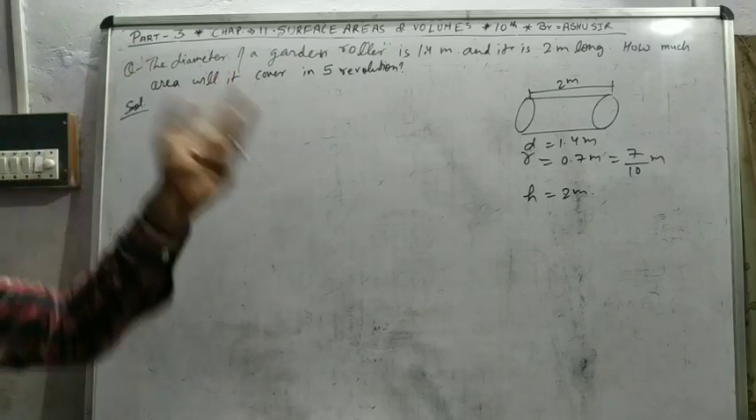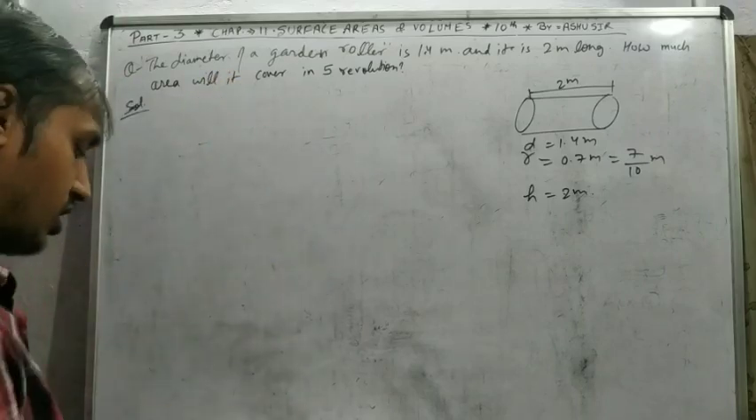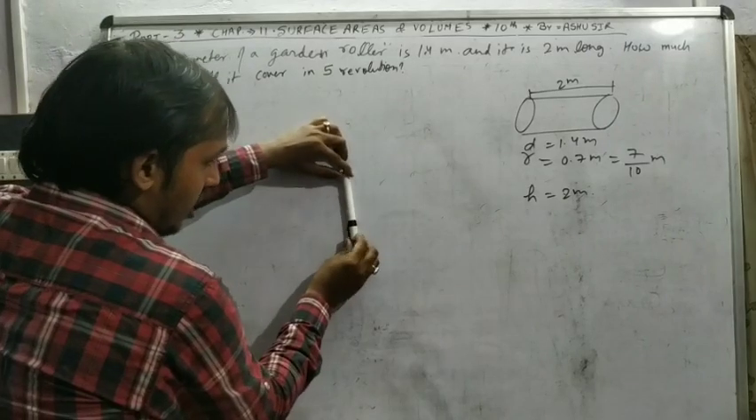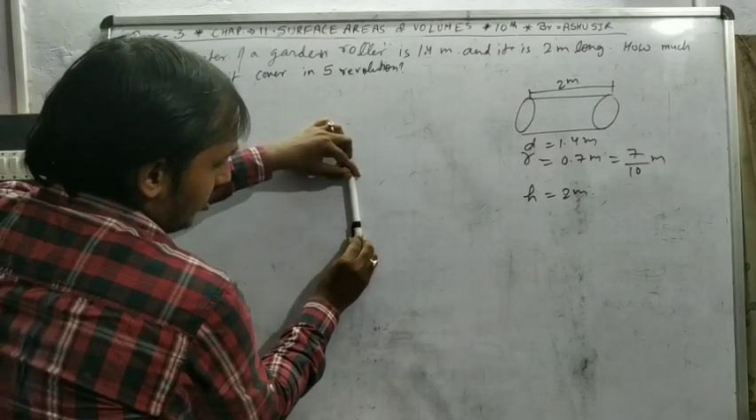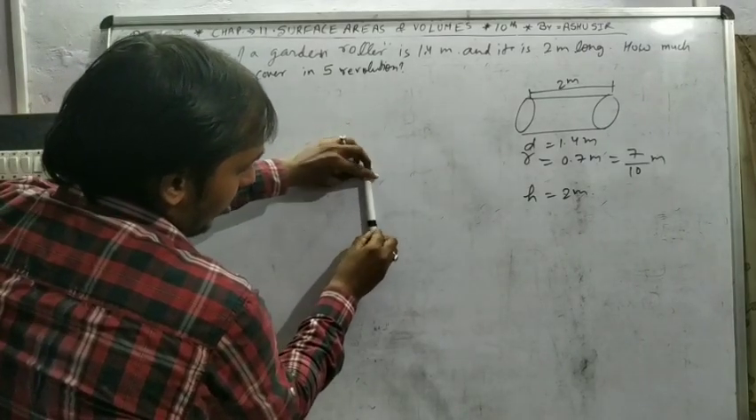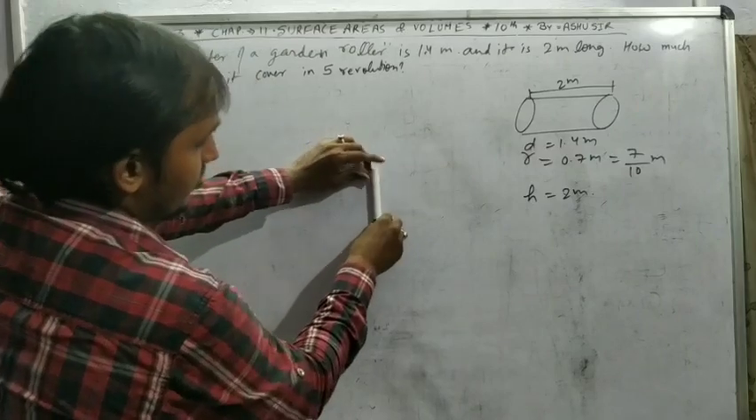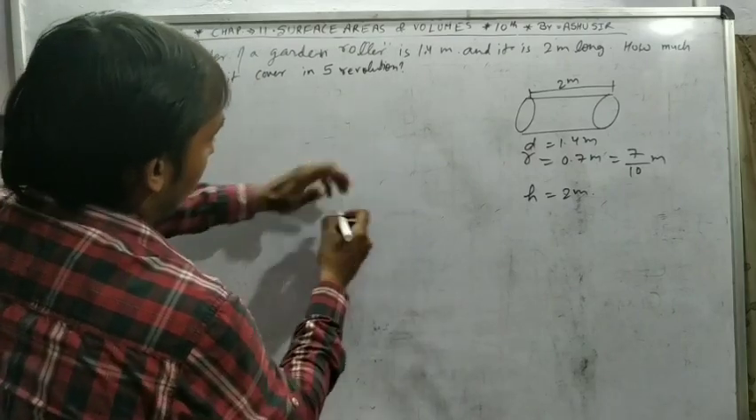How much area will it cover in 5 revolutions? If I say this is a roller and it started from this line, this is the first revolution. Started from here.